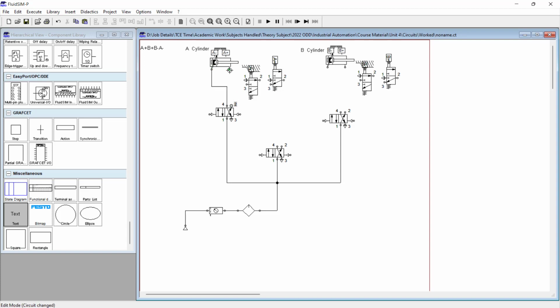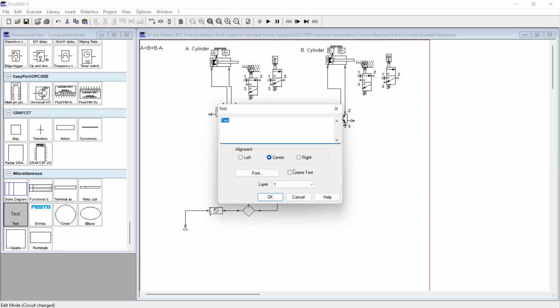Connecting the DCVs to the cylinders. Okay, so this is the group changing valve, the changing valve DCV.